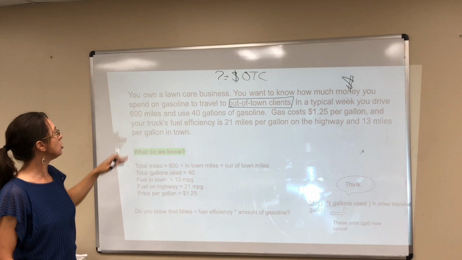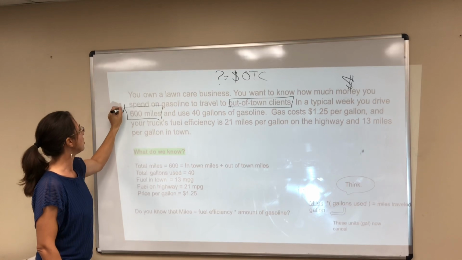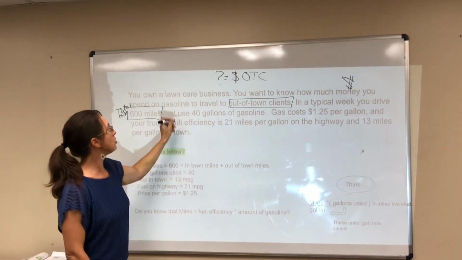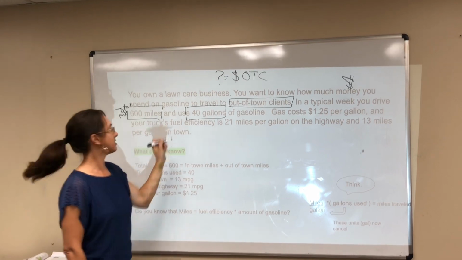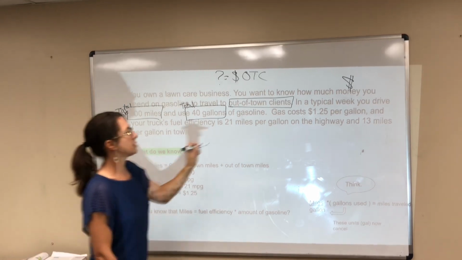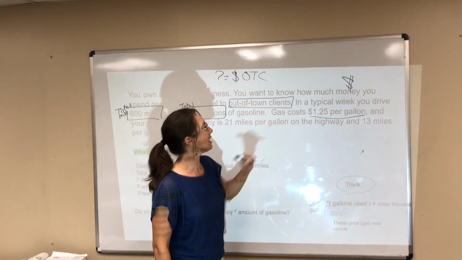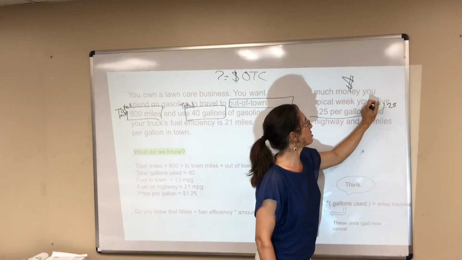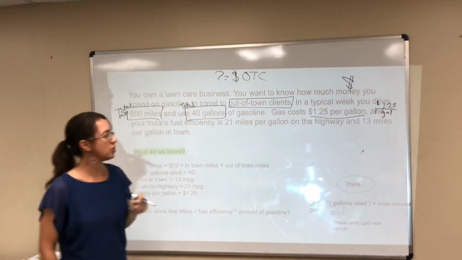In a typical week, you drive 600 miles. So this right here, I'm going to label as total miles, right? And you use 40 gallons. What is that? Total gallons of gasoline. Gas costs, so we're going to need that rate, $1.25 per gallon. So what's another way that I could write this? $1.25, so there's my money per 1 gallon, okay? So there's a unit ratio that we can use.